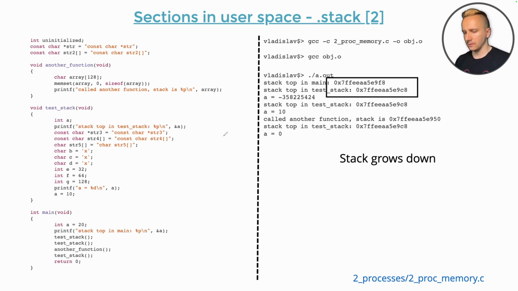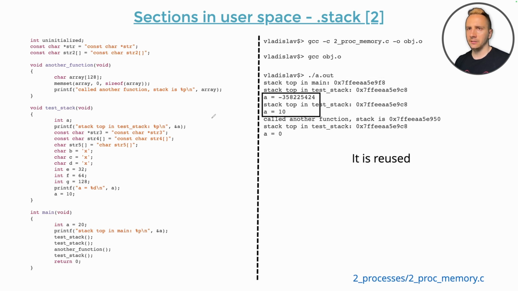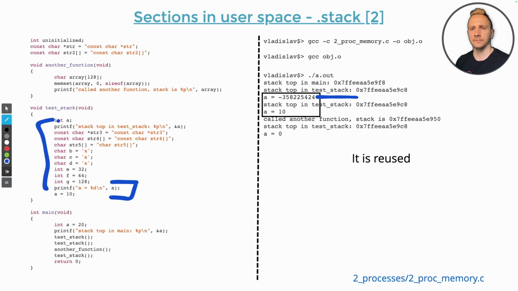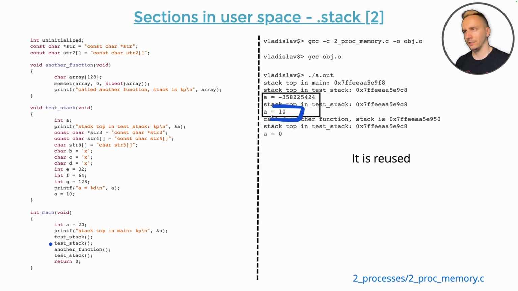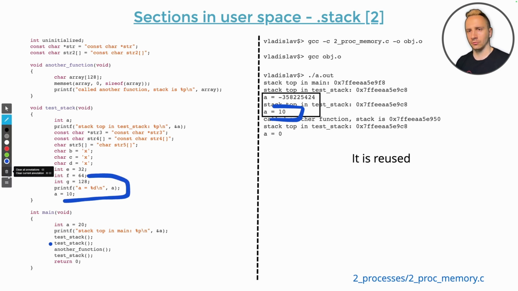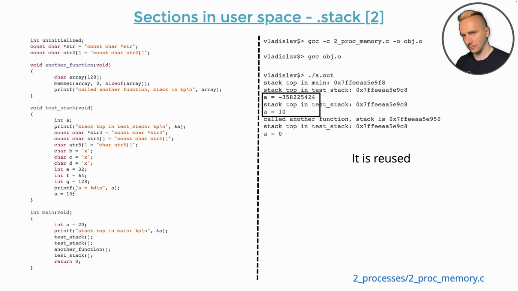We can also see that variable a, the first time I executed testStack, was printed as some sort of garbage. Like completely irrelevant value, which is expected because I printed it before assigning it. You see? Then I assigned it, and on the second execution of testStack, it was equal to 10 before I assigned 10. And it's not like printf suddenly started seeing the future. Actually, printf was seeing the past.